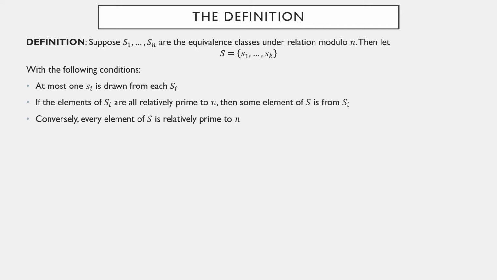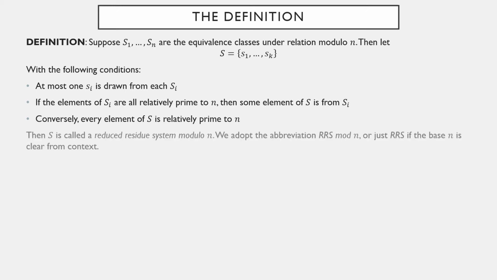So instead of picking one element from every equivalence class, that's the complete residue system. For a reduced residue system mod n, you simply pick one element from each equivalence class that is stuff relatively prime to n. And we're going to call these reduced residue systems mod n, or just RRS mod n.